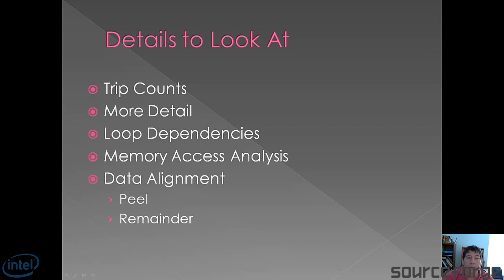This is part 2 in my look at Vectorization Advisor, also known as Advisor XE. Today we're going to take a look at trip counts, how to measure them, and what they mean. Then we're going to take a look at how you can get even more detail on the loops that Vectorization Advisor has provided. We'll take a good look at loop dependency and what that means to your application. And finally, we'll take a look at data alignment and how that affects vectorization.